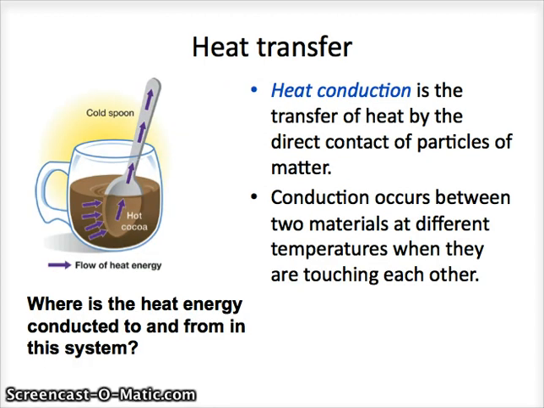Heat conduction is the transfer of heat by the direct contact of particles within the material. Conduction occurs between two materials at different temperatures when they are touching each other. So in this system of the hot chocolate and the cold spoon, what direction does the heat flow? Hopefully you can see the purple arrows that it goes from the hot chocolate to the spoon.